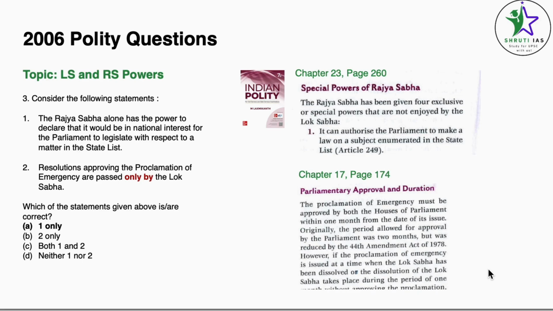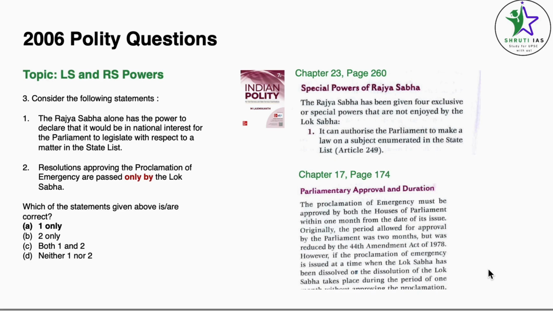Point number 1, under the heading of special powers of Rajya Sabha. Article 249 says that Rajya Sabha can authorize the parliament to make laws on a subject enumerated in the state list. So point number one is correct. Point number two, resolutions approving the proclamation of emergency are passed only by the Lok Sabha. No, so here the statement is incorrect.